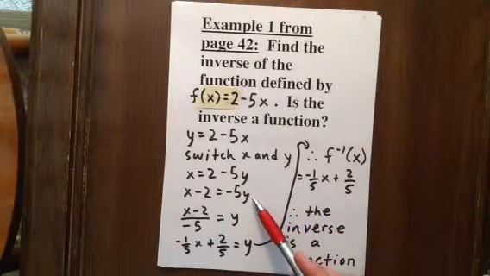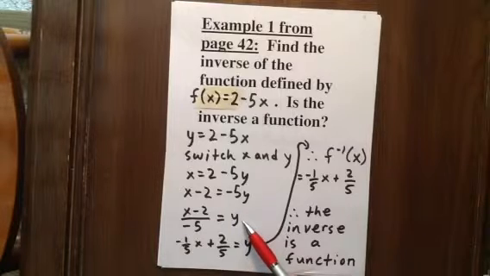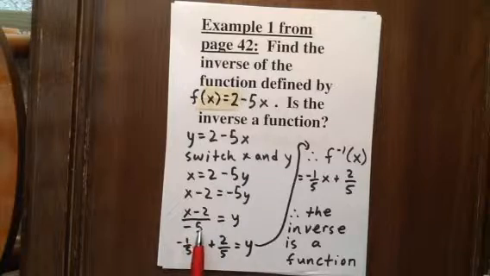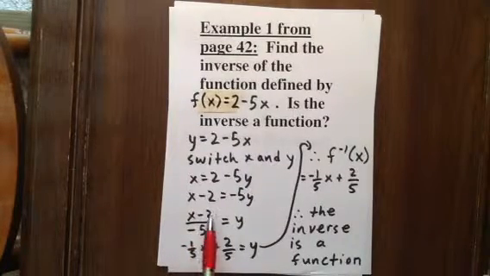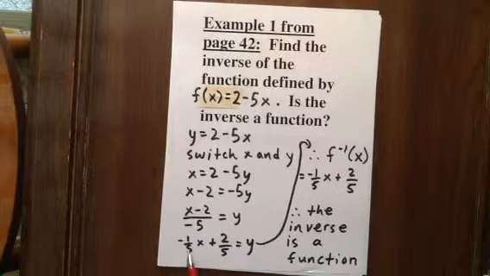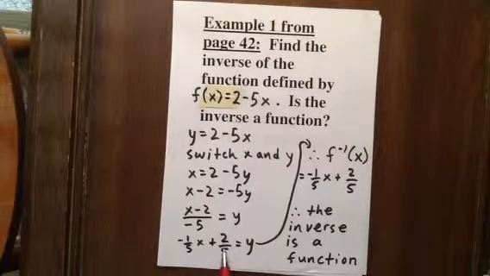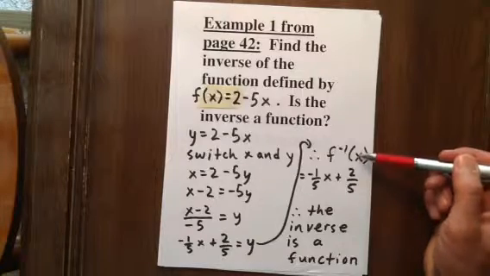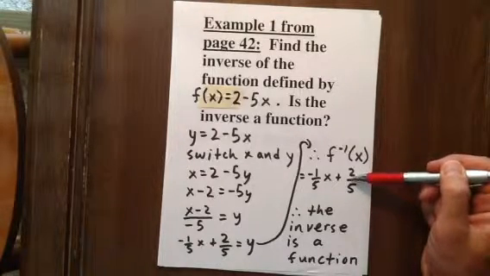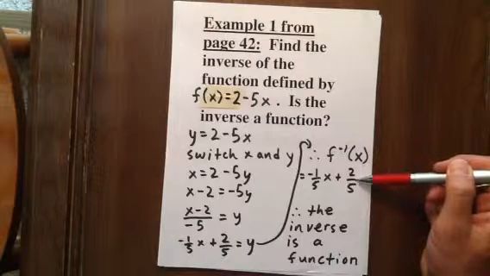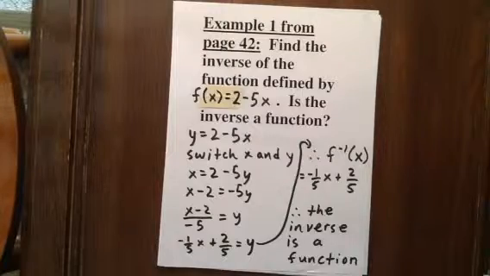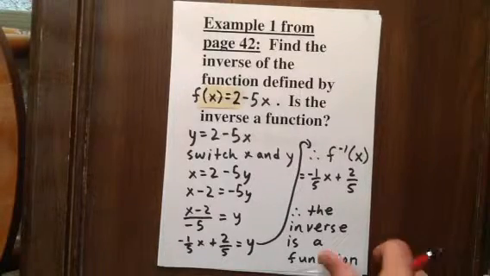Now we want to isolate the y. So we say x minus 2 equals negative 5y, and divide both sides by negative 5. And now we can leave it as x minus 2 over negative 5, but it's good to know the coefficient of x and the constant term on the end, because this is our slope and this is our y-intercept. So we have negative 1/5 x plus 2/5 equals y. And so we can therefore say that f inverse of x is equal to negative 1/5 x plus 2/5. And this is a function. It's a straight line that is not vertical. It is a function. Okay?